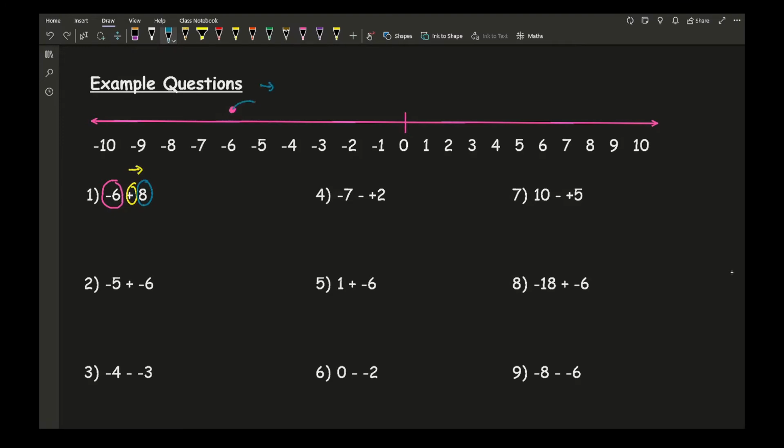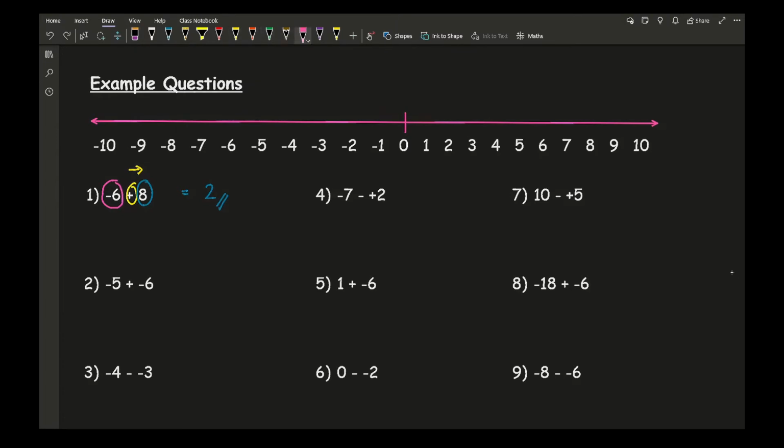So moving it 8 places: 1, 2, 3, 4, 5, 6, 7, 8. So the answer to this question is going to be +2. Now, if you want to write +2, that's absolutely fine. But when a number is positive, you can leave the sign blank. The only time you usually need to identify the symbol is when the number is negative. So let me just get rid of all of this so we're not getting confused with any future question.